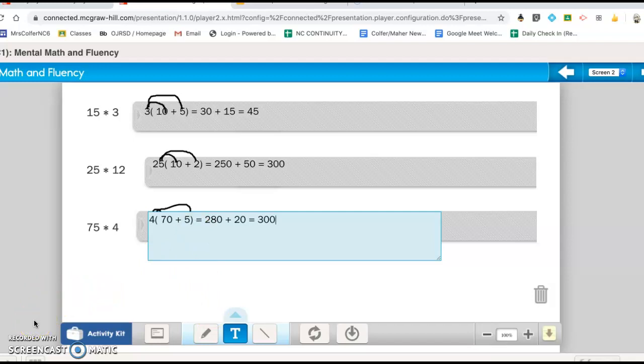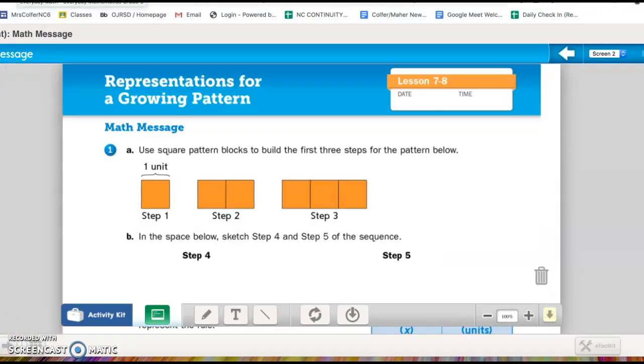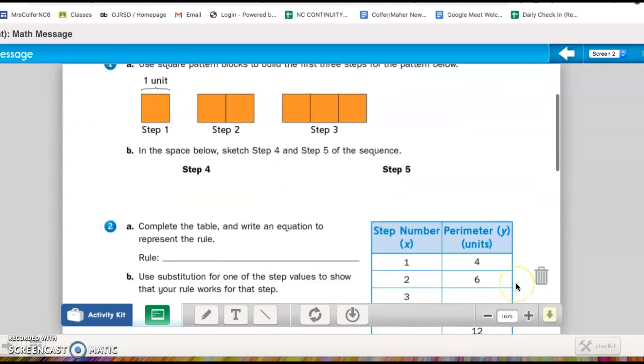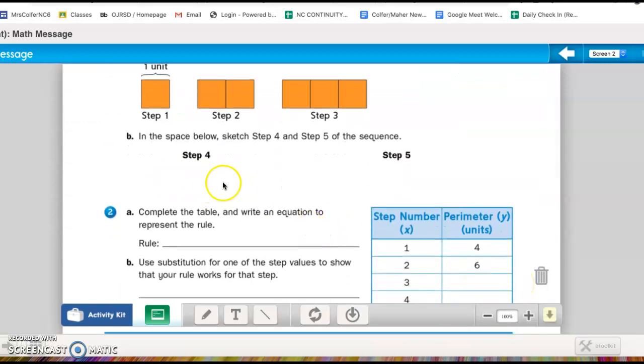What I'd like you to take out now is your journal, Volume 2 Everyday Math Journal. I want you to open up to page 331, please, for our math message. For our math message today, you'll see number 1A says use square pattern blocks to build the first 3 steps for the pattern below. You'll see we have step 1 with 1 block or 1 square, step 2 with 2 squares, and step 3 with 3 squares. For B, it says in the space below, sketch step 4 and step 5 of the sequence. So you're going to use that space in your journal to draw what step 4 would look like, considering the pattern that you have for step 1, 2, and 3, and then also what step 5 looks like.